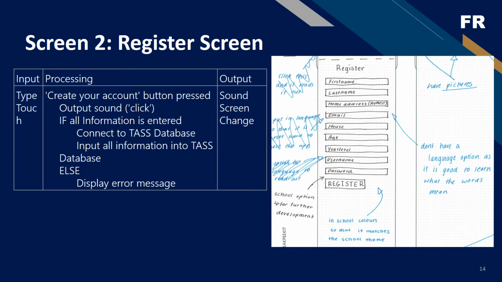This screen is much simpler than the last. It includes several different bars going down the screen that all have simple explanations for easier use by the students. At the top of the screen is a heading that is included in the same size throughout the app. And following the bars, there would be a large button with the word register written in it. When the Create Your Account button is pressed, the application sends all inputted data to the TAS database, but if all information is not entered, an error message is displayed.